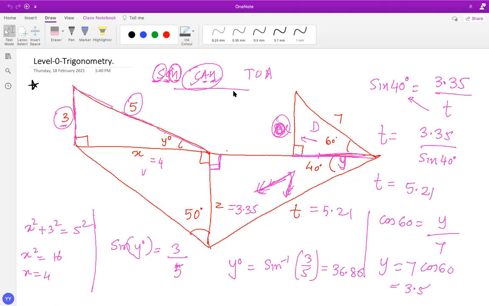So this is about the zero level trigonometry and the basic concepts linked with it. We'll take some more problems.